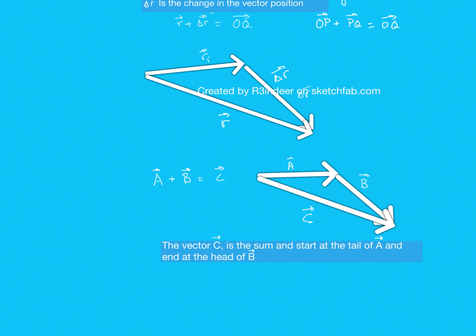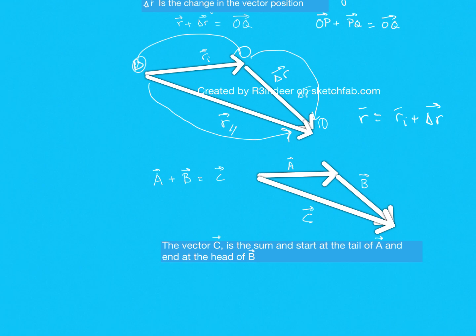If you want to think of a vector as an operator, the first operator will make a motion like this. The second operator will do a motion like this. So you start here, and later on, you go here by the operation R initial. Later on, you go here by the operation delta R, the change in the position, and this is equivalent to going from here to here. So the sum R is R initial plus the change in R.